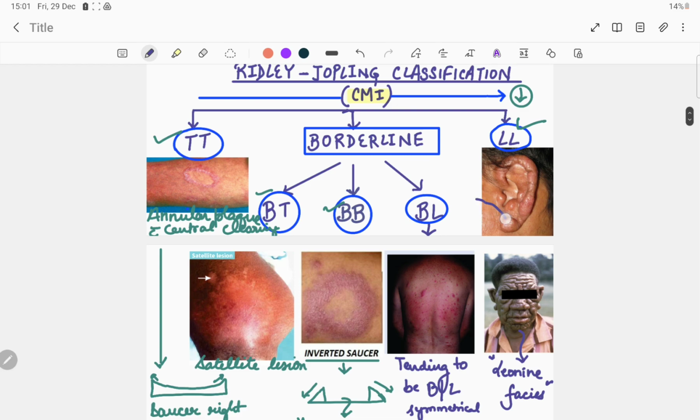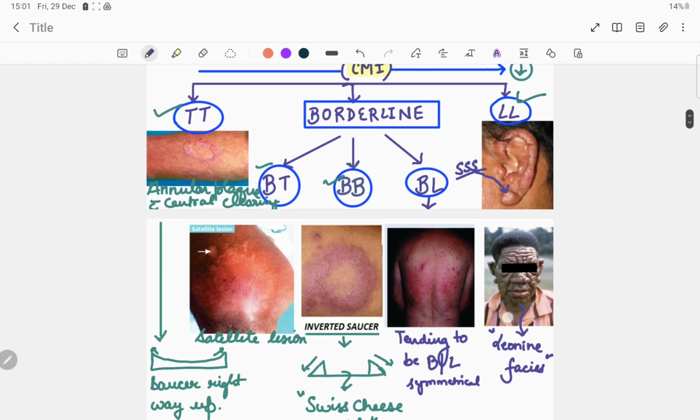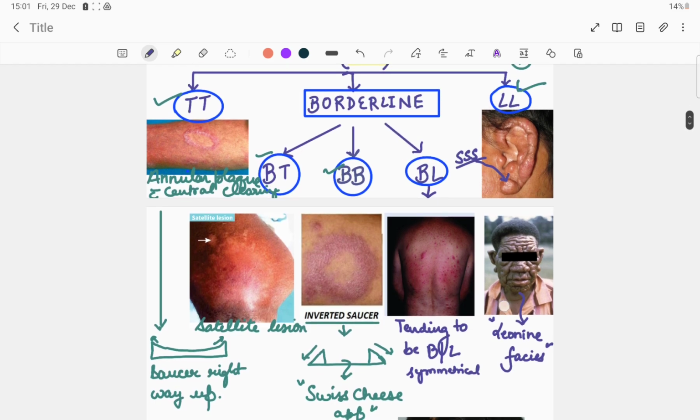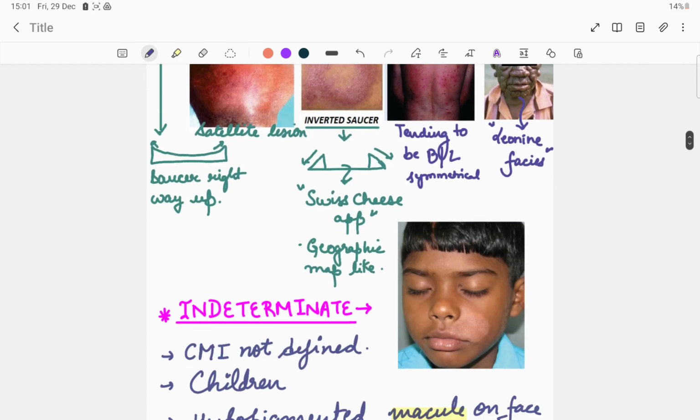Other than that, these infiltrative plaques which are present, these are used to take sample for your slit skin smear, not only from the ear lobules, but from the chin, from the forehead, or from the buttocks and thighs. You can take these slit skin smear samples and then find out how many bacteria are there, and then classify them into two types, which is paucibacillary and multibacillary, which we'll read later.